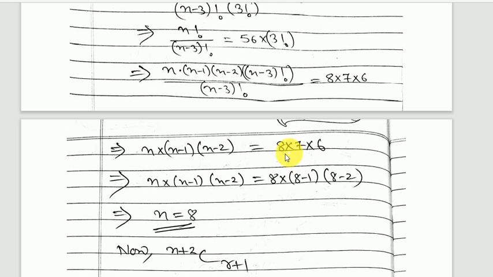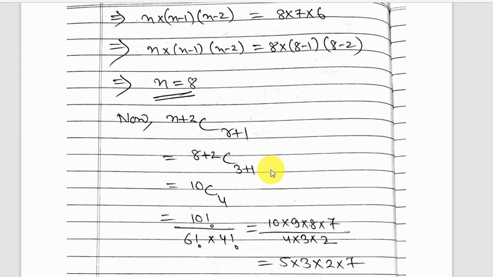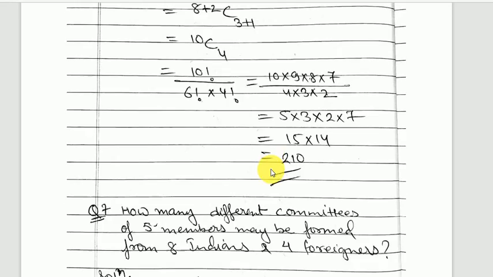And this 8 into 7 into 6 can be written as 8 into 8 minus 1 into 8 minus 2. So if you compare your left hand side and right hand side, then clearly your N is equal to 8. So that's how you get your N. Now you know your N, you know your R, so you can find N plus 2 C R plus 1. So substitute the values and you'll get the answer.